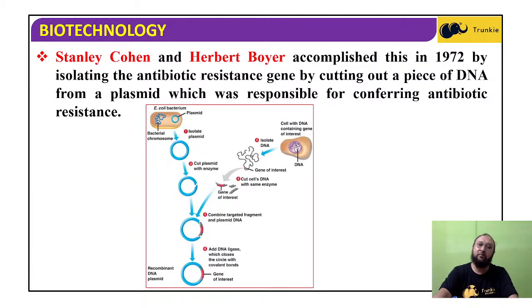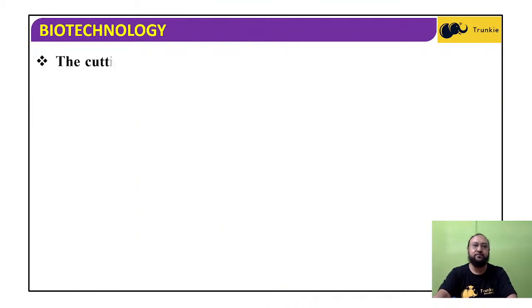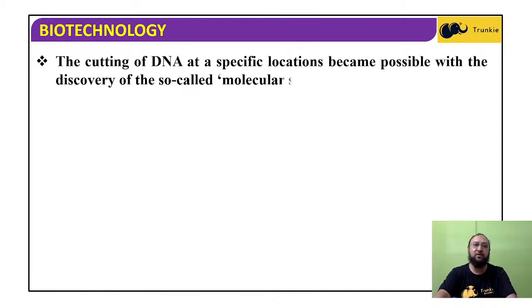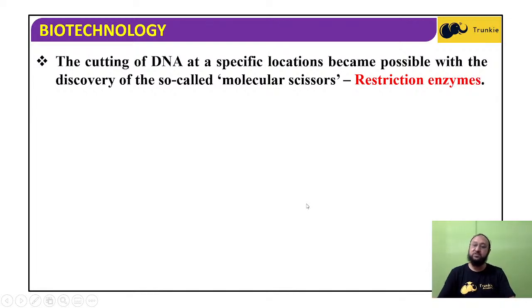This was an important advancement in biotechnology. The cutting of DNA at specific sites became possible with the discovery of the so-called molecular scissors, that is, the restriction enzymes. Restriction enzymes are actually restriction endonucleases, which are able to cut the DNA into fragments at specific sites. That is the definition of restriction enzymes.